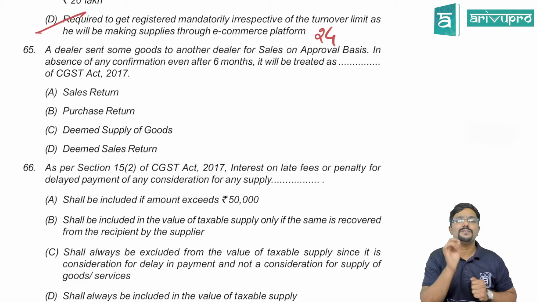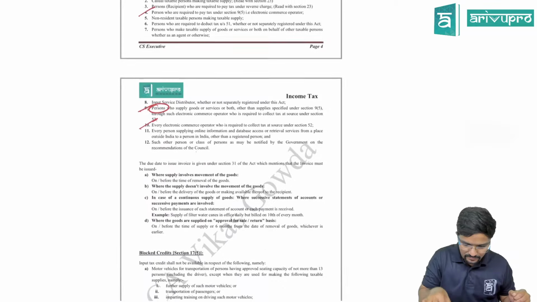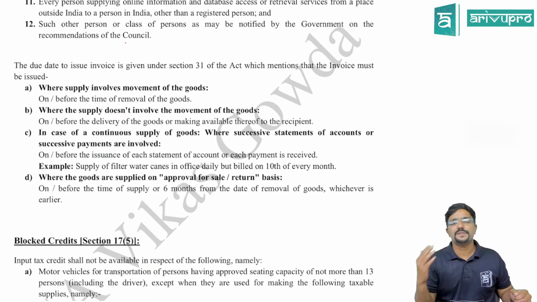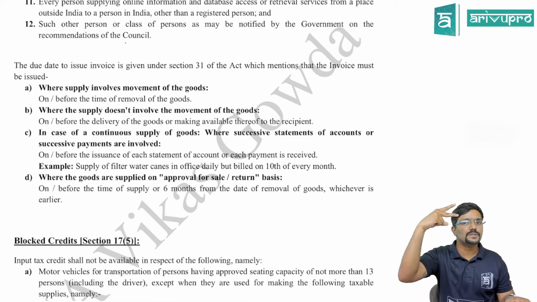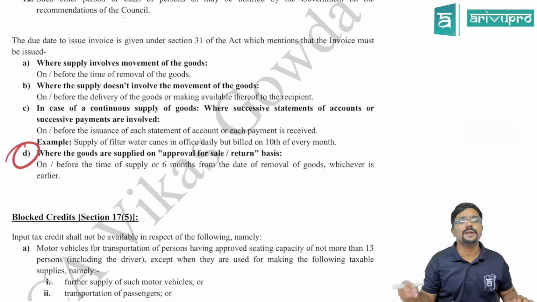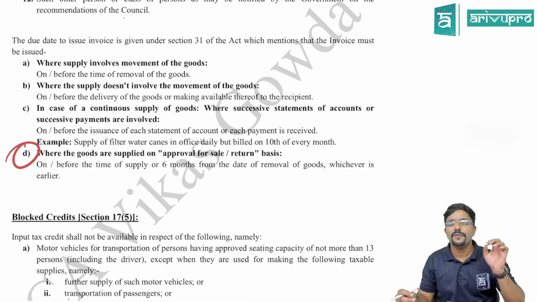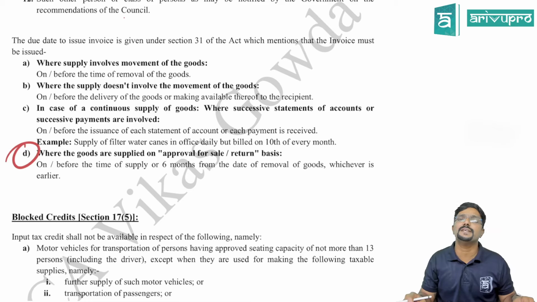What is the due date to issue invoice when goods are sent on sale or approval basis? It is the actual sale or within 6 months from the date the goods are sent, whichever is earlier. Whichever is earlier. So I will just show that. Time of supply provision is connected to the due date to issue invoice for goods. What is the time of supply? The actual date of issue of invoice or the due date of issue of invoice. You can see your last point, where the goods are supplied on approval for sale or return basis, the invoice has to be issued on or before the time of supply, meaning actual supply has taken place, or 6 months from the date of removal of goods, whichever is earlier.